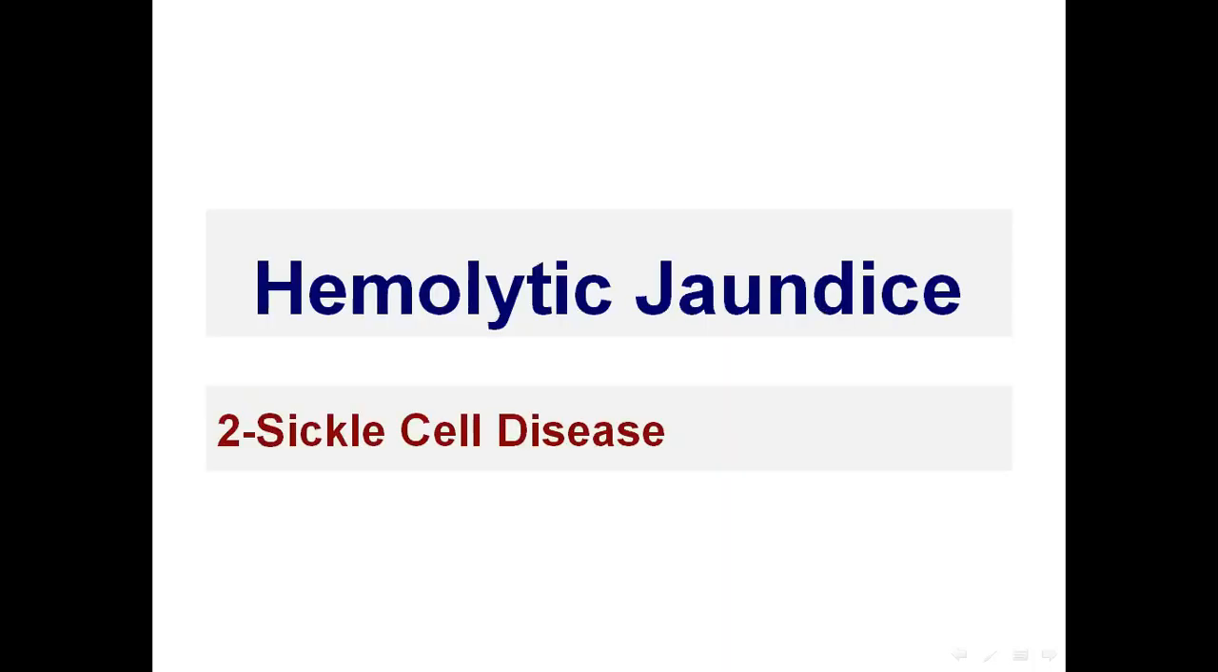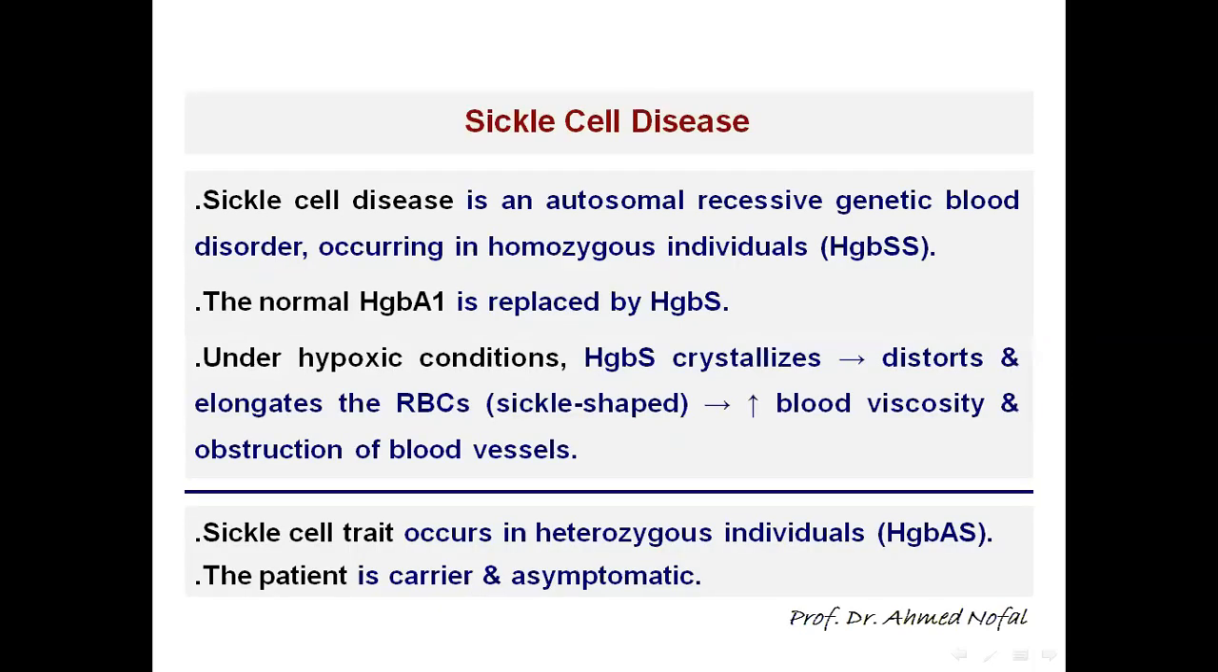The second type of hemolytic jaundice is sickle cell disease. Sickle cell disease is an autosomal recessive genetic blood disorder occurring in homozygous individuals. The normal hemoglobin A1 is replaced by hemoglobin S. This type of hemoglobin under hypoxic condition crystallizes and distorts, elongating the RBCs to have the sickle shape.